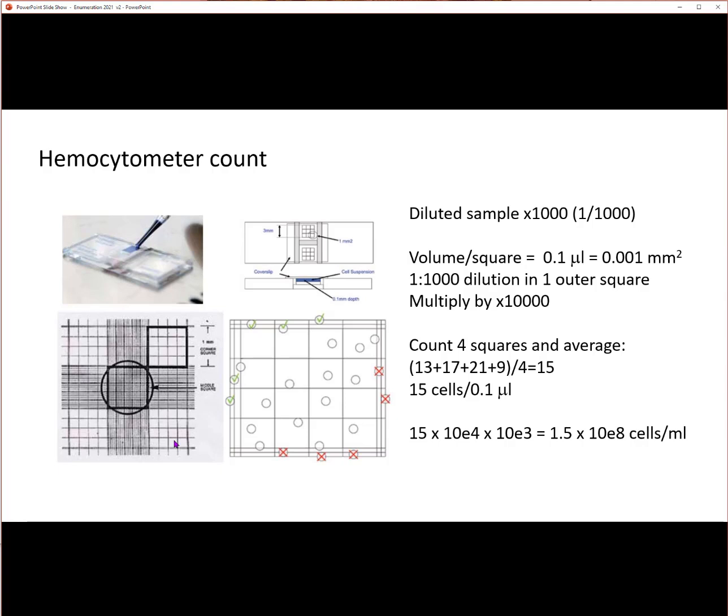Each area is a specific volume. So if you know the volume of the area and the numbers of cells, you can actually count the CFU per ml, or how many cells per milliliter you have. So for example, if you dilute your sample 1,000-fold, and if you have one square where you have 15 cells and you average the different squares, you just multiply the 15 cells by 10 to the 4th of the volume of the square, and then you multiply it by the dilution you had of your original sample. Right, we'll explain that more in detail in another module.